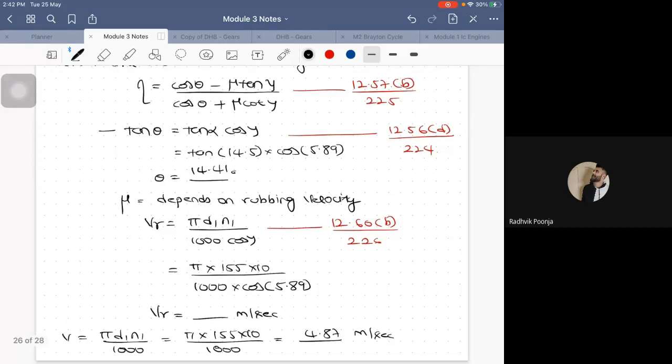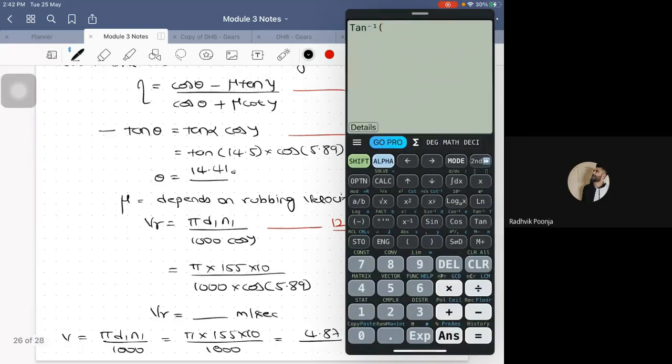Why do you require V? You have already calculated it, so just recall the value of V. Through that only you will pick the expression to calculate mu. In order to pick the right expression for mu you require V, and VR is required to substitute the value there. So VR is pi into 155 into 10 divided by 1000 into cos of 5.89, so 4.89 is my value.